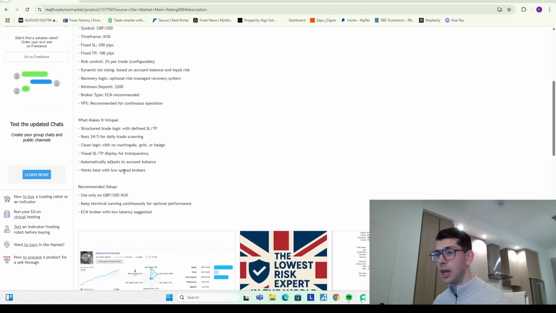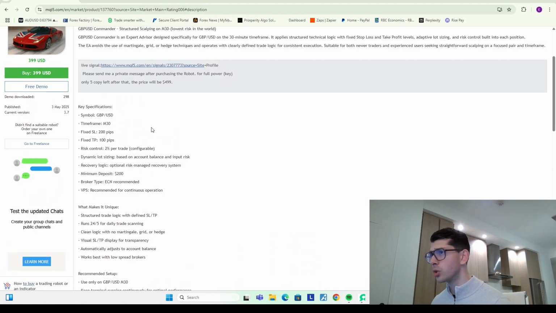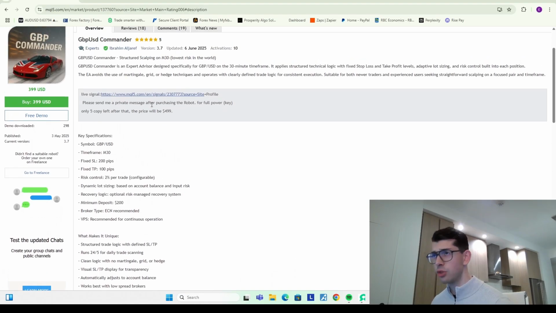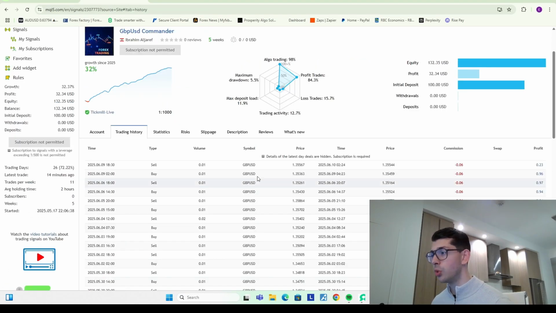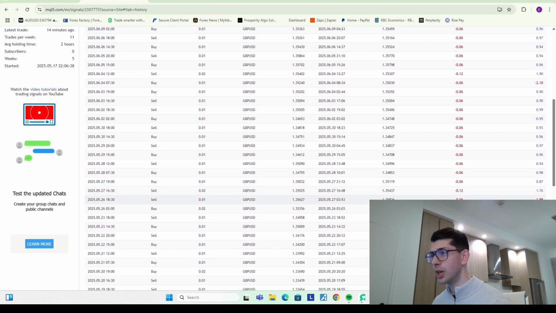And it also does use dynamic lot sizing where it adjusts to account balance. And as this is a scalper, he's also saying it works best with the low spread brokers. So all of that looks quite good so far. It seems like a real strategy. And now we can pop over to the signal here. And what's quite good is we are seeing both winners and losers.